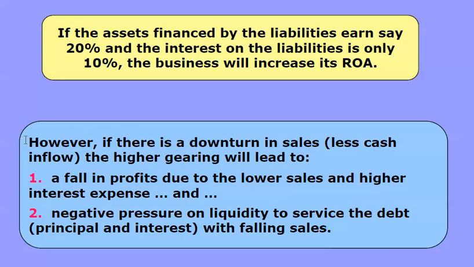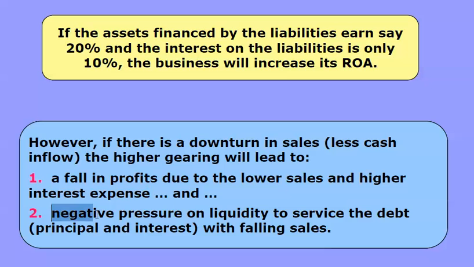The problem, of course, is if there is a downturn in sales. Less cash inflow from cash sales, less cash inflow from debtors. If there's a downturn in activity levels, higher gearing is going to be associated with higher risk. There's going to be a fall in profits because of the lower sales, and there's higher interest expense associated with the debt. So higher gearing, particularly if there's a downturn in activity, downturn in sales, is going to lead to a fall in profits. Remember, interest expense is going to be relatively high in a highly geared business.